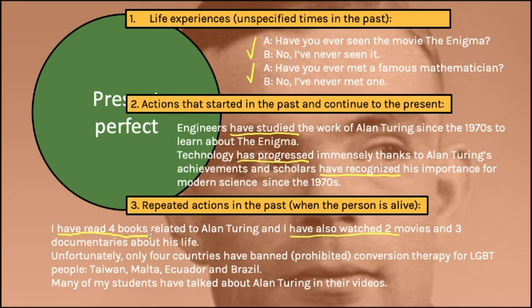And finally, many students have talked about Alan Turing in their videos. This is an action that is repeated in the past. Do we know exactly when those students talked about him? No, but we know that it happened at some point in the past, and that is a repeated activity in the past. All right, so I hope you learned something about Alan Turing and that you can recognize the difference between the present perfect and the simple past.